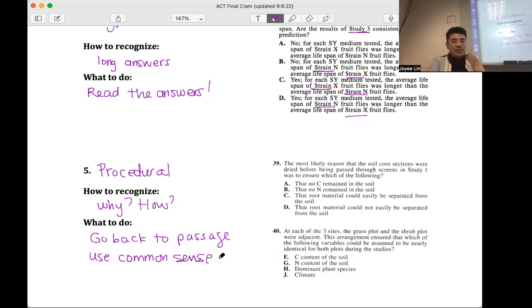So for example, for this number 39, why would you dry the soil core sections? Which one do you think makes common sense here? C, right? You do not want it to easily be separated. That makes your life hard, right? C, so you could easily separate it.